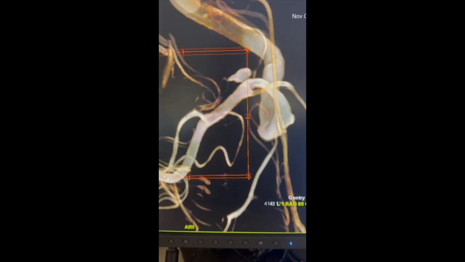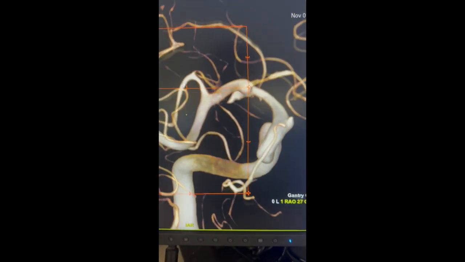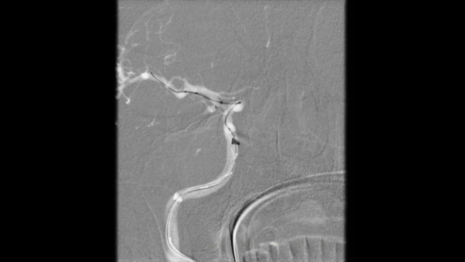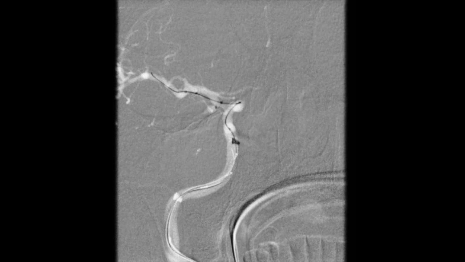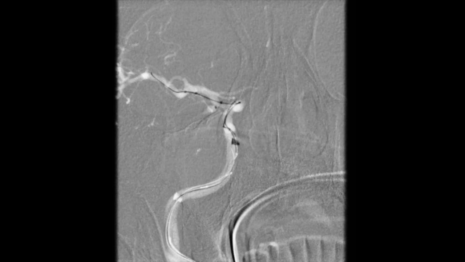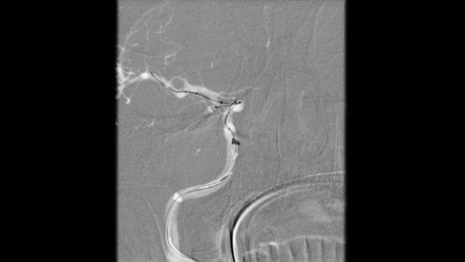The patient was subsequently taken to the cath lab, where she underwent angiography that demonstrated a flame-shaped right posterior communicating artery aneurysm measuring 4.6 millimeters by 2.6 millimeters with a 1.5 millimeter neck. Given her age and clinical status, we elected to treat this aneurysm endovascularly.